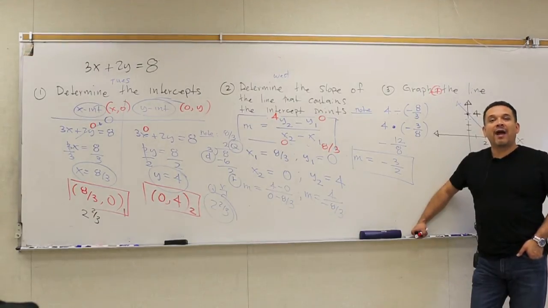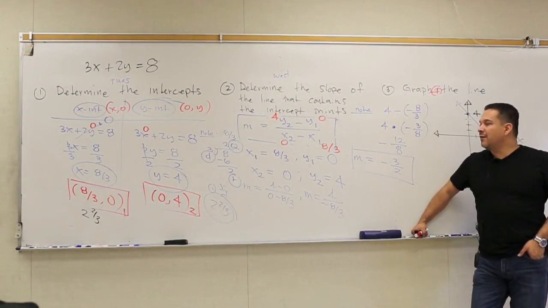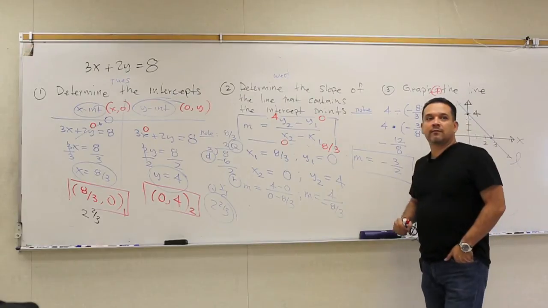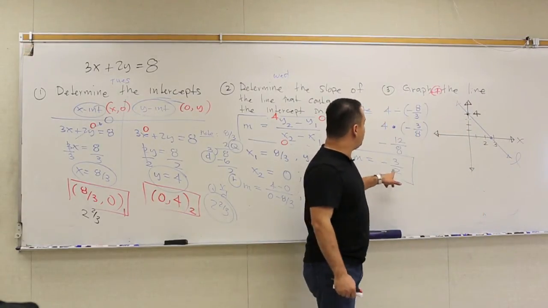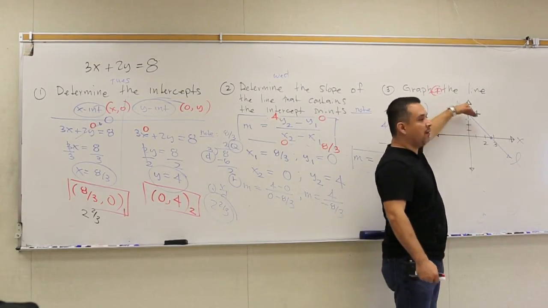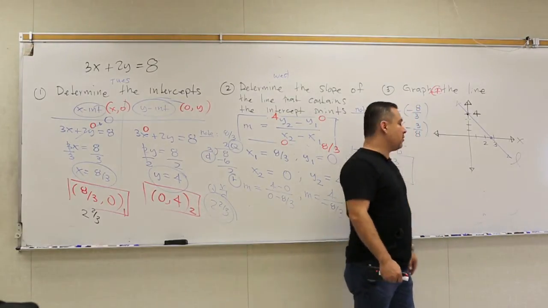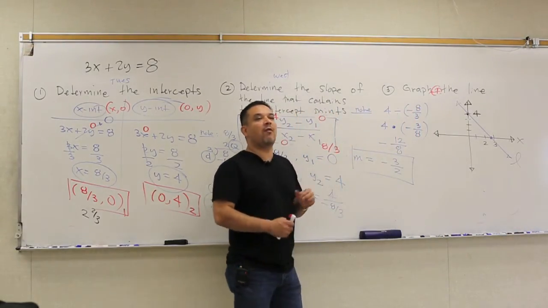Your slope is negative 3/2. Where does that negative sign belong? I mean, isn't it a negative slope? So we're going how again? Downhill? So what does that negative 3/2 mean as a slope?